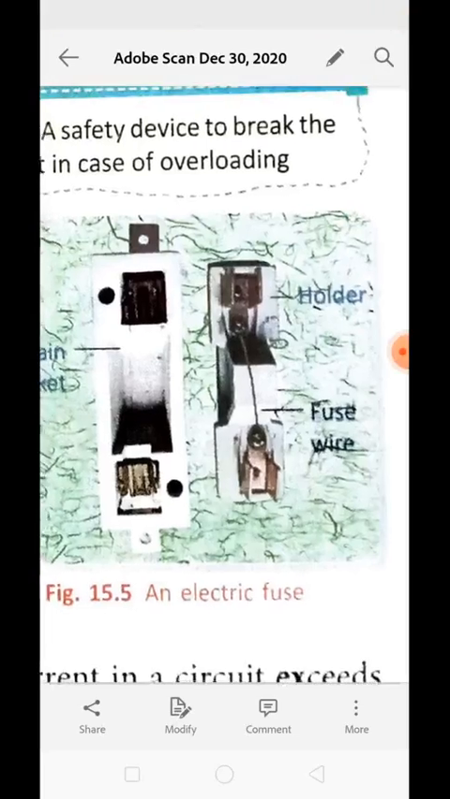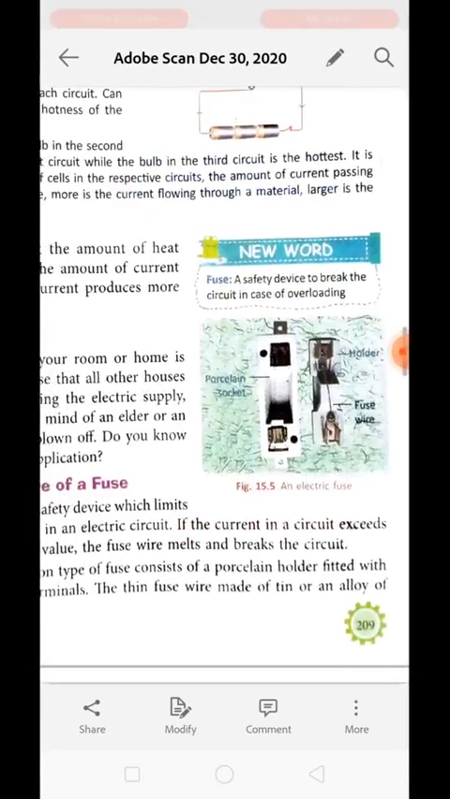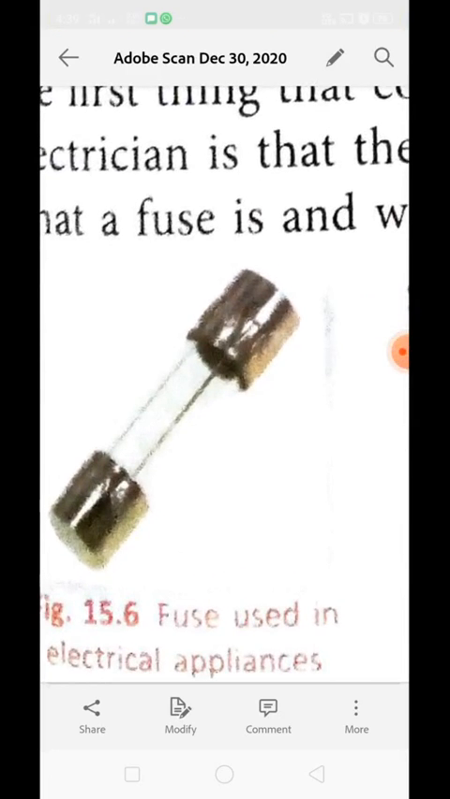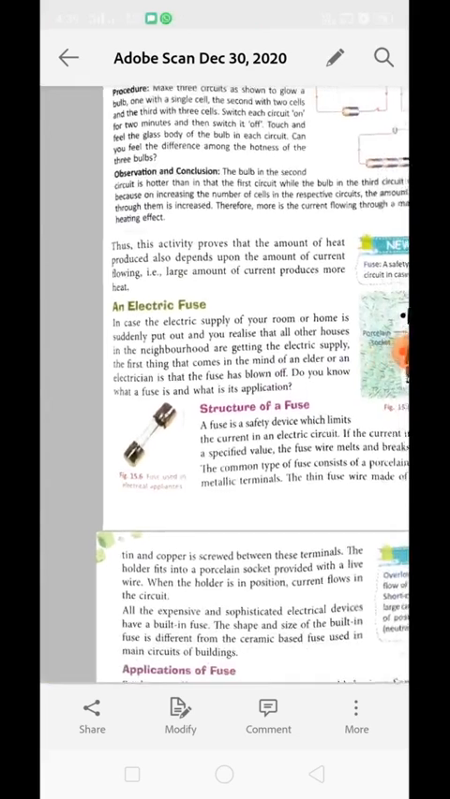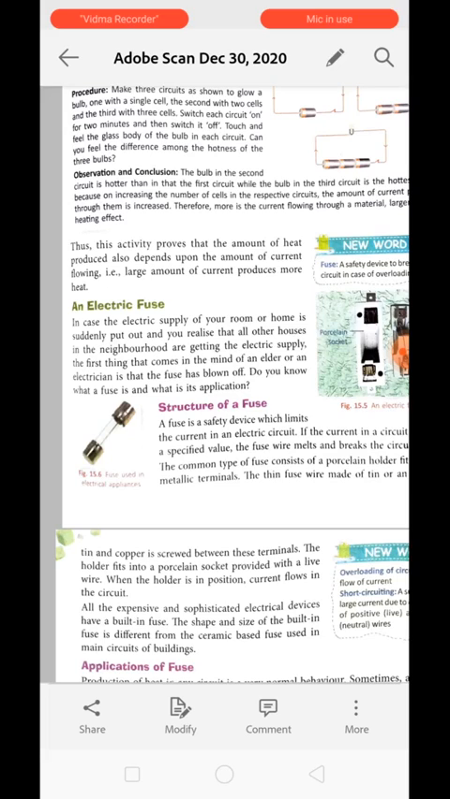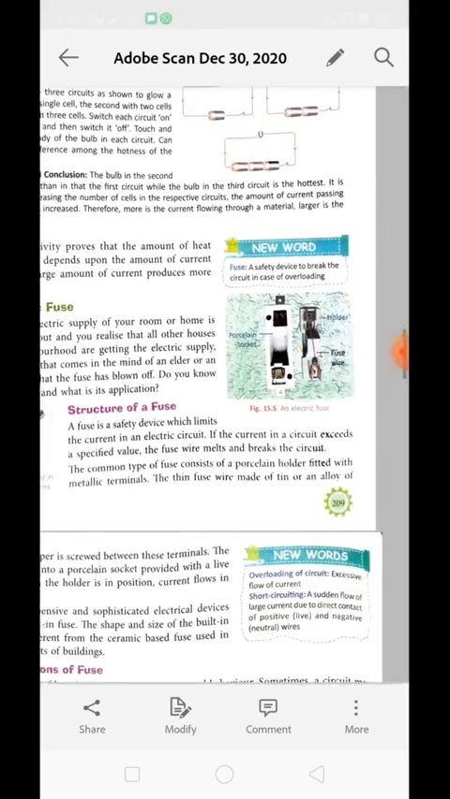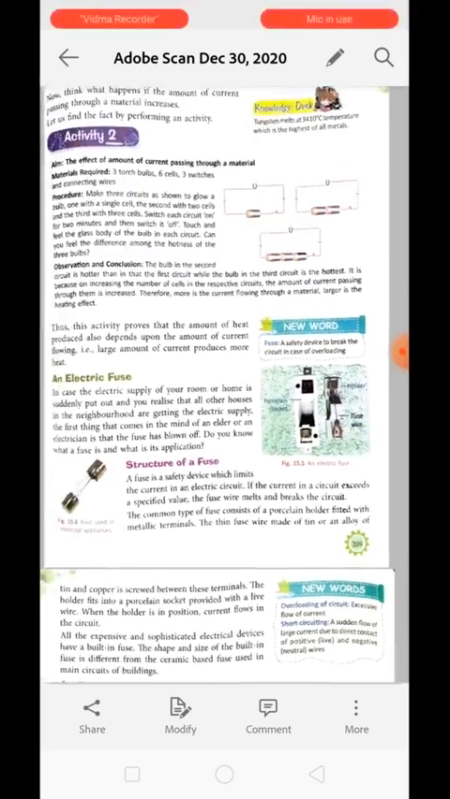See, I'm sure you have seen this electric fuse. This is a small electric fuse which is basically used in small devices. In case the electric supply of your room or home is suddenly put out, you realize that all other houses in the neighborhood are getting electric supply but your house is not. What will you do, or what will your elders do at that time? They will go and see the fuse. Is the fuse in correct order or not? Why? Because maybe the fuse had disconnected. Maybe the wire of the fuse got melted.